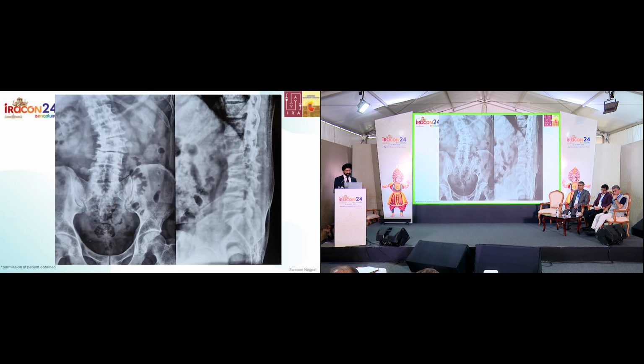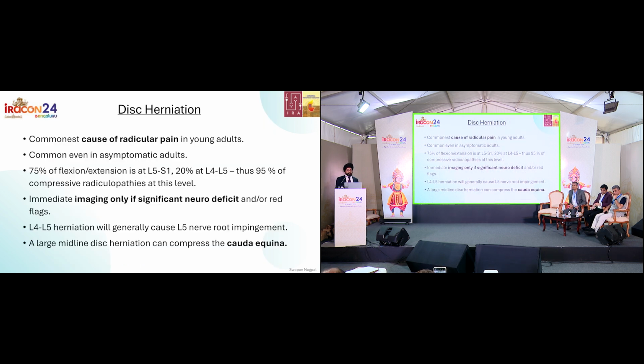This is a very badly degenerated spine of one of my patients. I just wanted to show the image. Disc herniation is the most common cause of radicular pain in young adults, but it is common even in asymptomatic adults. As I said, if you do an MRI, many people will have disc herniations, not necessarily they'll be symptomatic.